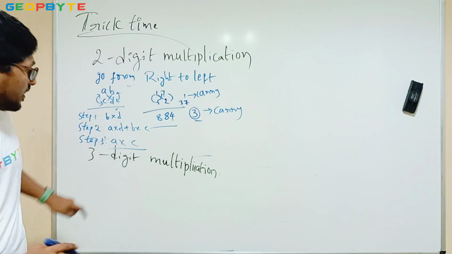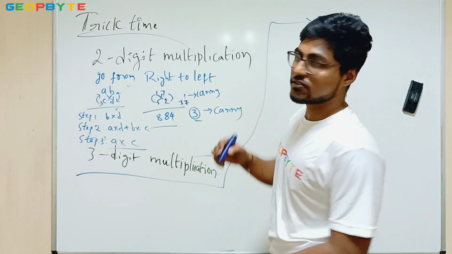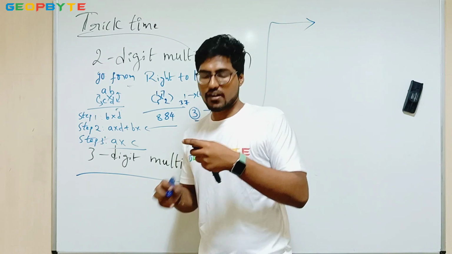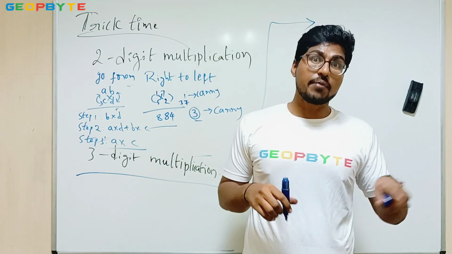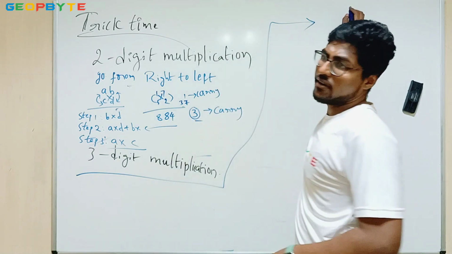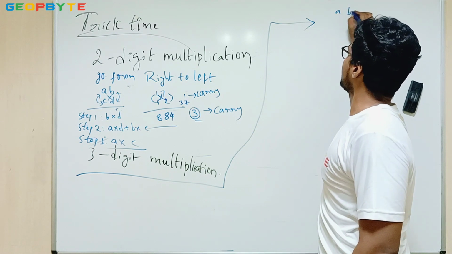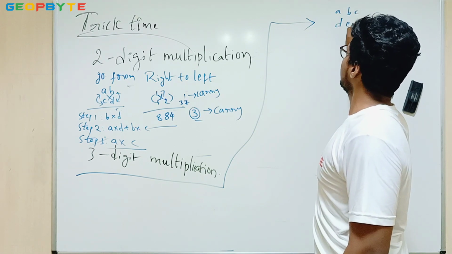So what about three-digit multiplication? If I write it for three-digit multiplication, it is going to be somewhat more complex compared to that, but it is going to be very easy when compared to the traditional method. That's what I am going to tell you now. I am going to give you the concept of that, and after that I am going to tell you what to do. So A, B, C, D, E, F, like this.